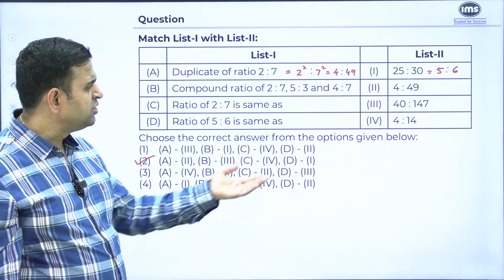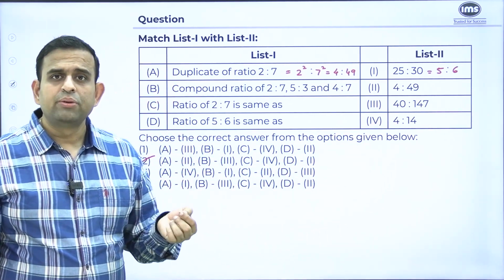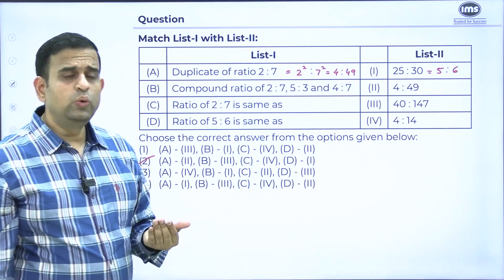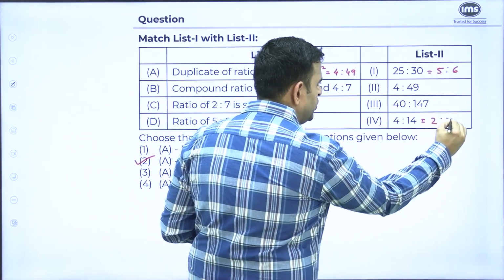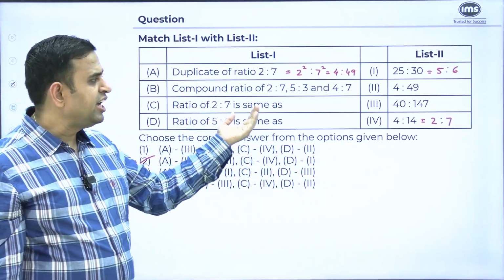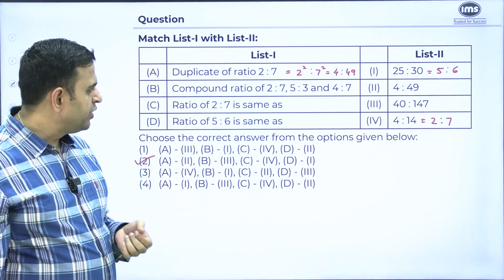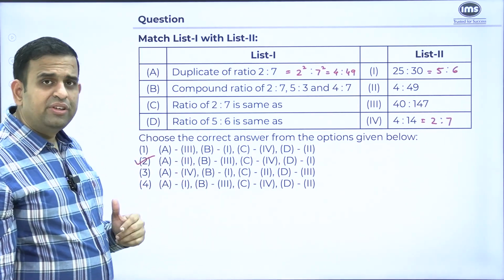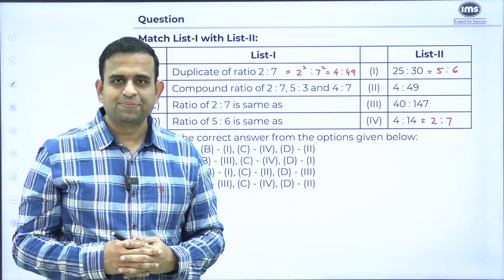If I look at this number 4 and 14, again both numbers are divisible by 2. If I cancel both by 2, I get 2 is to 7, which means the ratio of 2 is to 7 is the same as 4 is to 14. So C has to go with 4 over here. Whatever be the case, option number 2 is the required answer for this simple question.